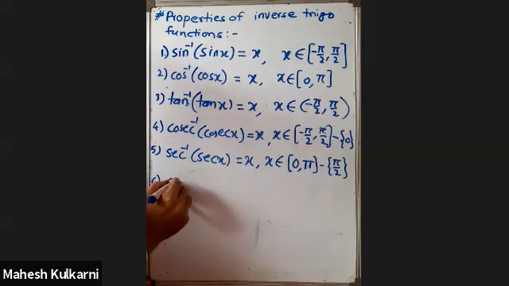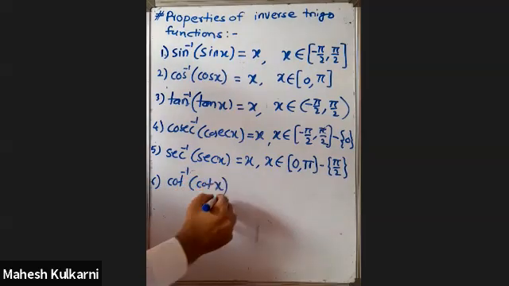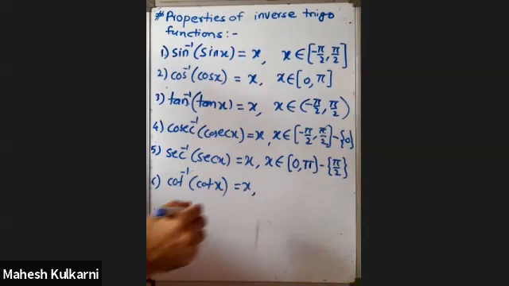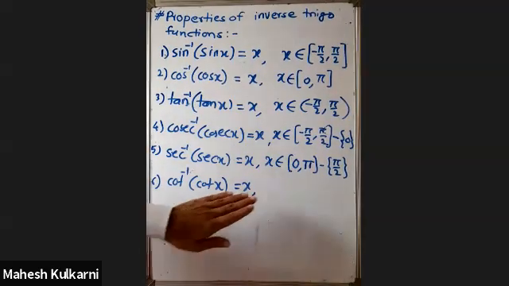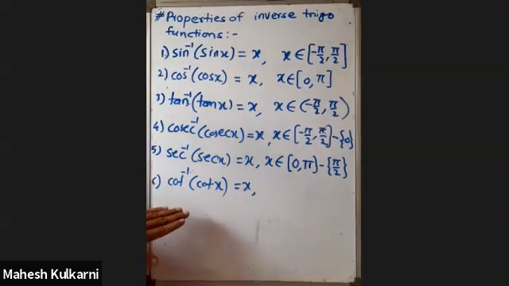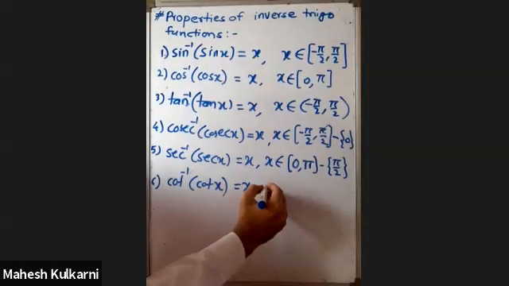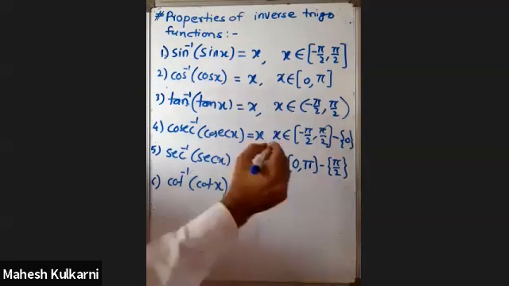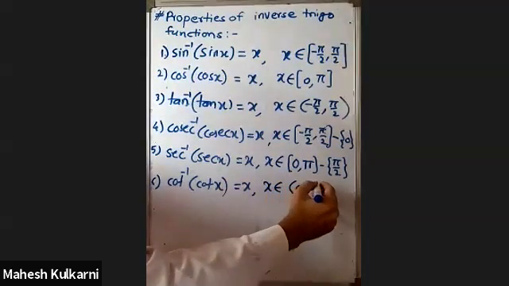And the sixth one, cot inverse of cot x is equal to x. And what about the interval for x? You can write the range of the cot inverse function here. And what is the range of the cot inverse function? x belongs to the open interval 0 to pi.